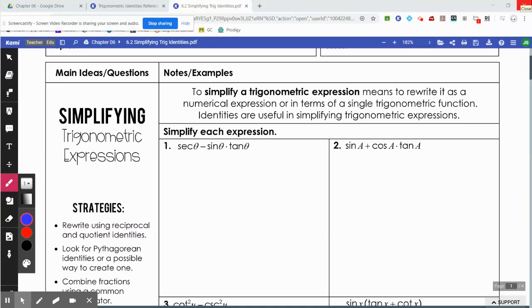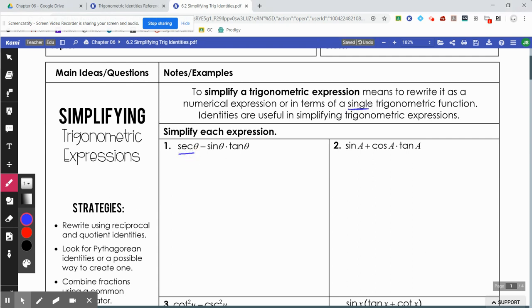Okay, in this section, we're going to be simplifying trigonometric expressions, and we're going to do that by using those same identities that we just learned. It says to simplify a trig expression means to rewrite it as a numerical expression or in terms of a single. It's very important.